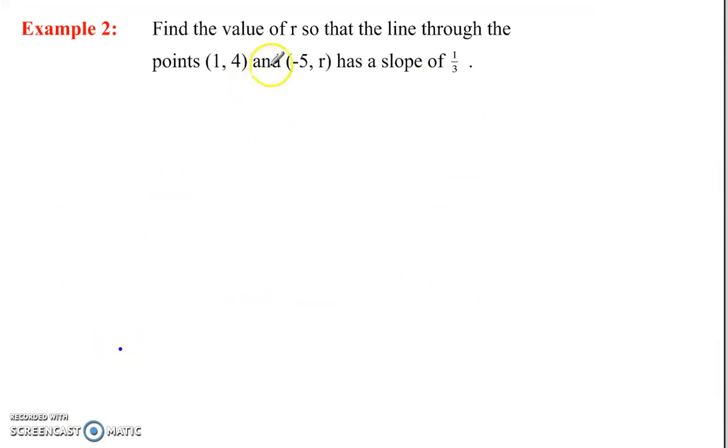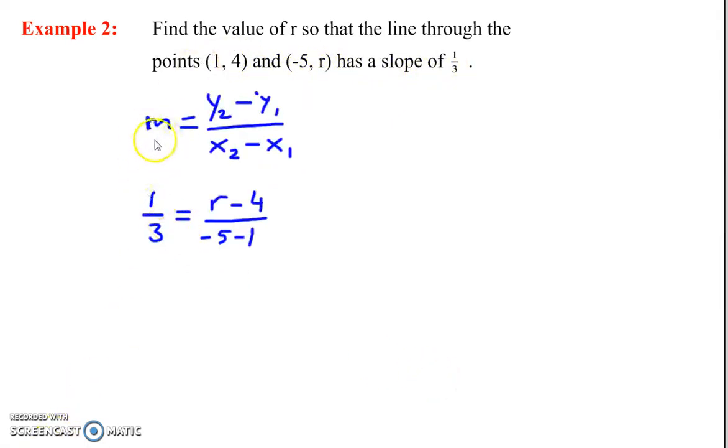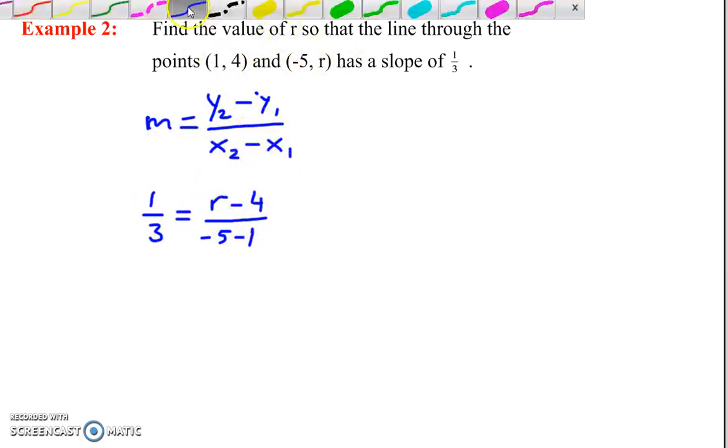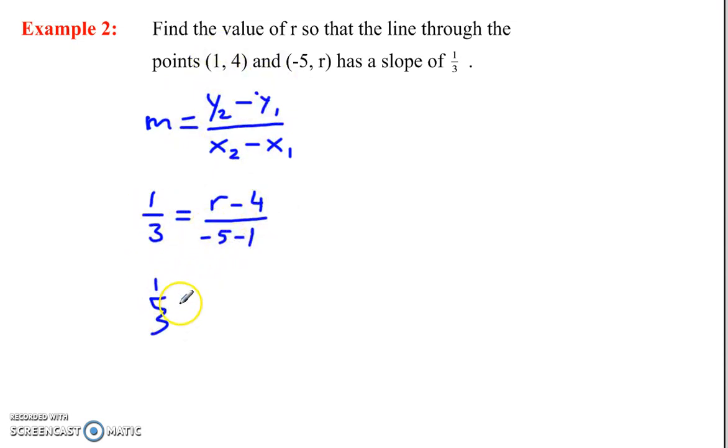Okay, if we want to find the value of r, if we know the slope and we're missing one of the coordinates, we could set it up as follows. We know that the slope is y2 minus y1 over x2 minus x1. And the slope is 1/3, so I can replace that, and then replace what I know. y2 is r, y1 is 4, x2 is negative 5, and x1 is 1. So now I simplify this, I'll get 1/3 is equal to r minus 4 over negative 6.